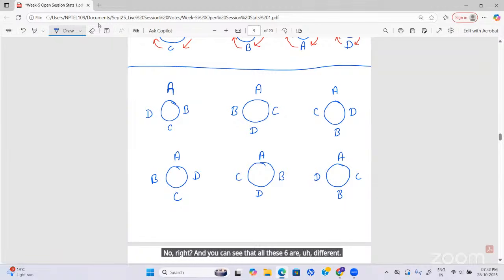If you're taking clockwise and anti-clockwise as different, which means you can see that here A, B, C, and D. Here you can see that if you go anti-clockwise, then you will get A, B, C, and D. So these two are actually the mirror image of each other.